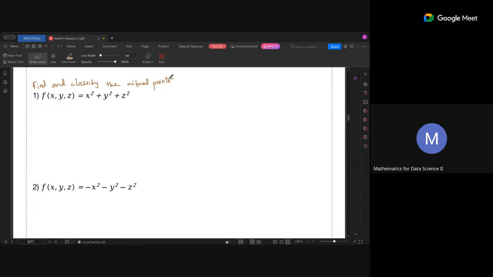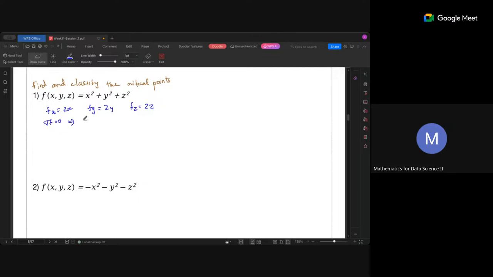Okay, fine. So now for this function, first we have to find the critical points. What is fx? 2x. fy? 2y. And fz is? 2z. So now del f is equal to 0 will imply?